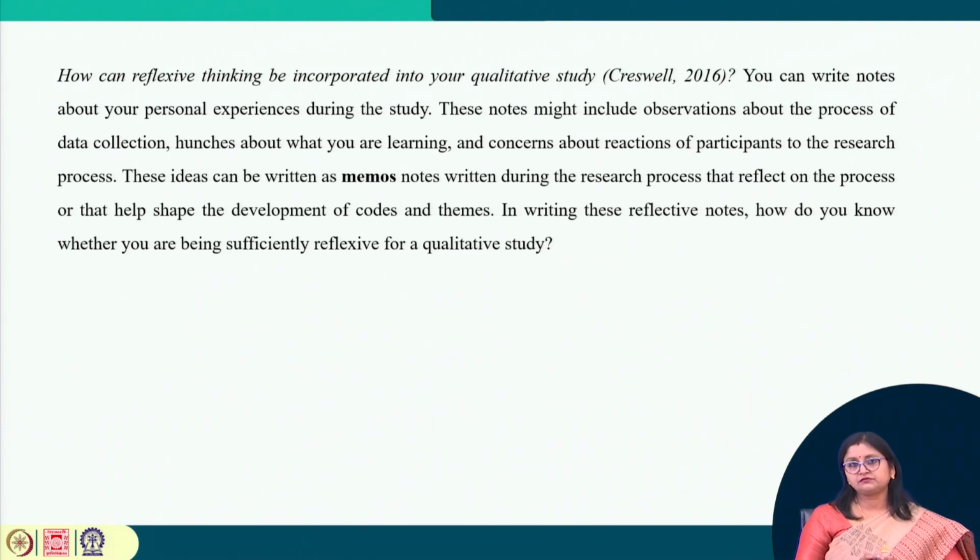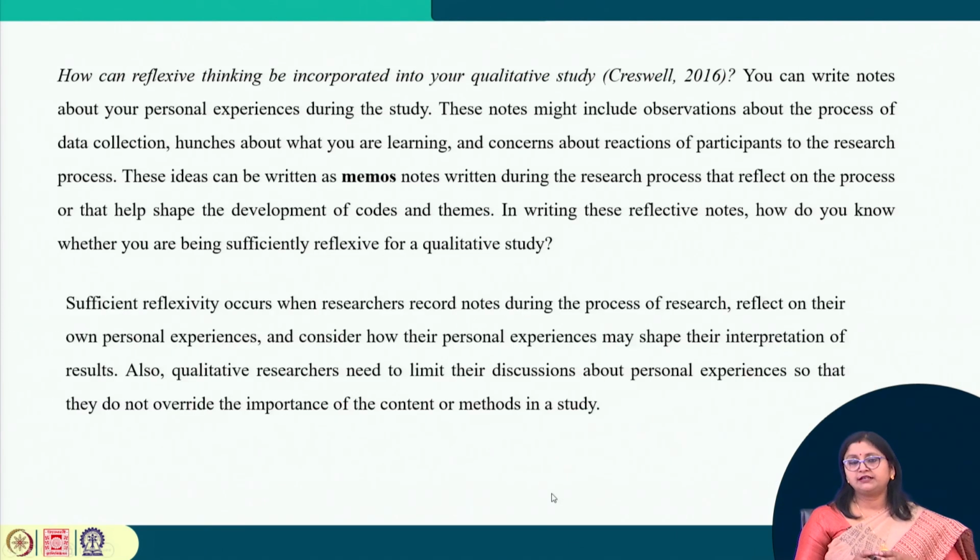In qualitative research, at the time of analysis we create memo notes, written during the research process, that reflect on the process or that help shape the development of codes and themes for the researcher. In writing these reflective notes in the form of memos, how do you know whether you are being sufficiently reflexive for a qualitative study? This is also asked by Creswell.